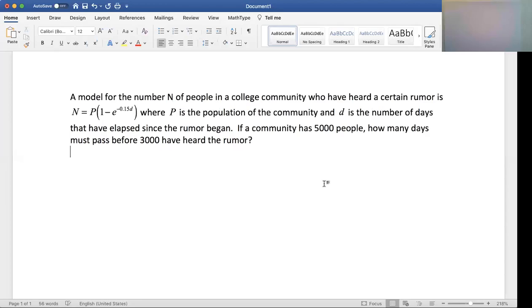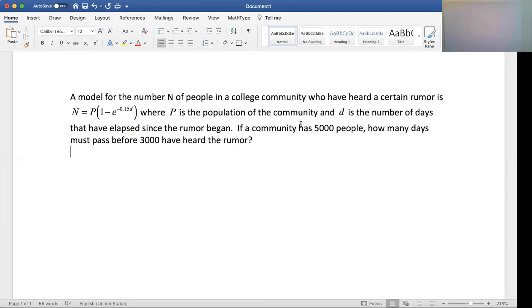So this question says, a model for the number n of people in a college community who have heard a certain rumor is n equals p times 1 minus e to the negative 0.15d, where p is the population of the community and d is the number of days that have elapsed since the rumor began. If a community has 5,000 people, how many days must pass before 3,000 have heard the rumor?